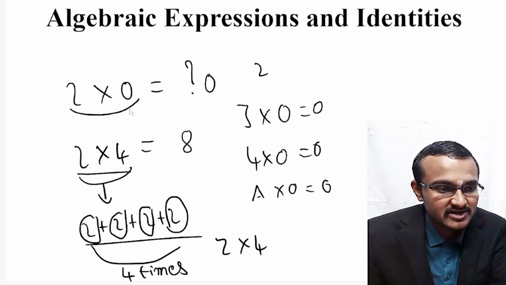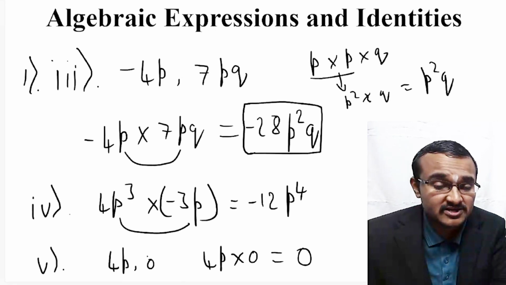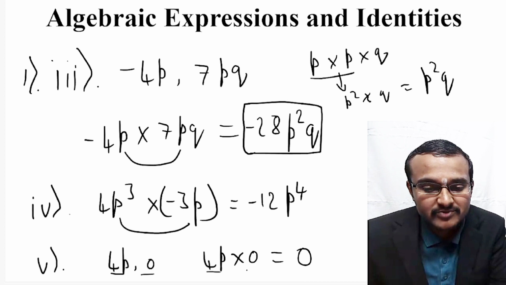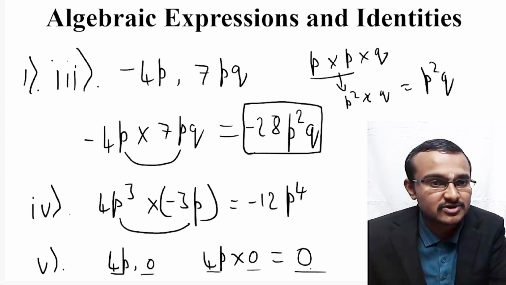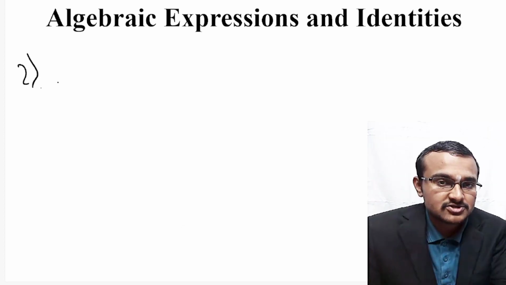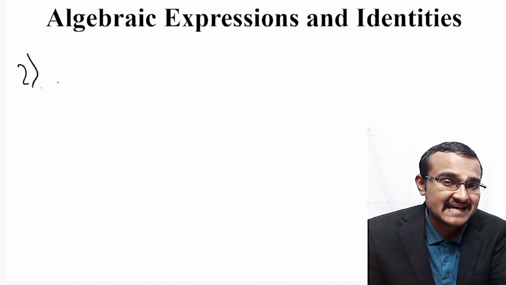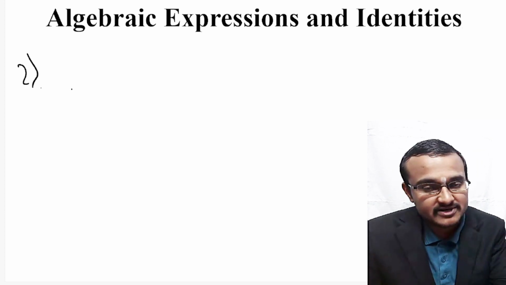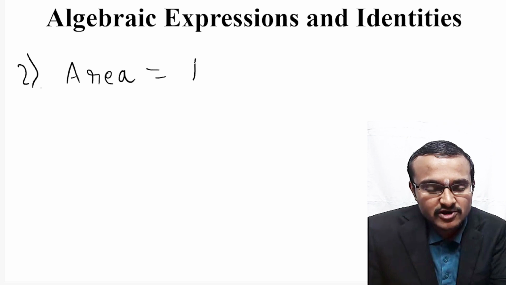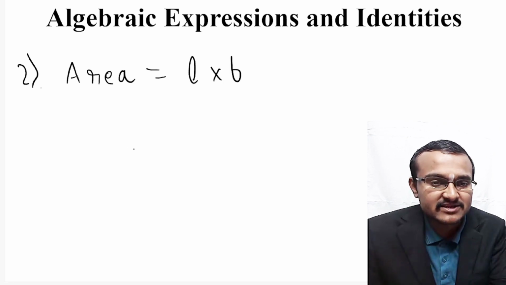So here also, in this particular first question, they have given to perform multiplication between 4p and 0. So 4p into 0 is 0, because anything into 0 will be 0. So 4p into 0 is also 0. Coming to the second question in this exercise 8.2, they have given length and breadth of rectangles, and they are asking to calculate the area of that rectangle. So what is the formula to find the area of a rectangle? The formula is length into breadth.